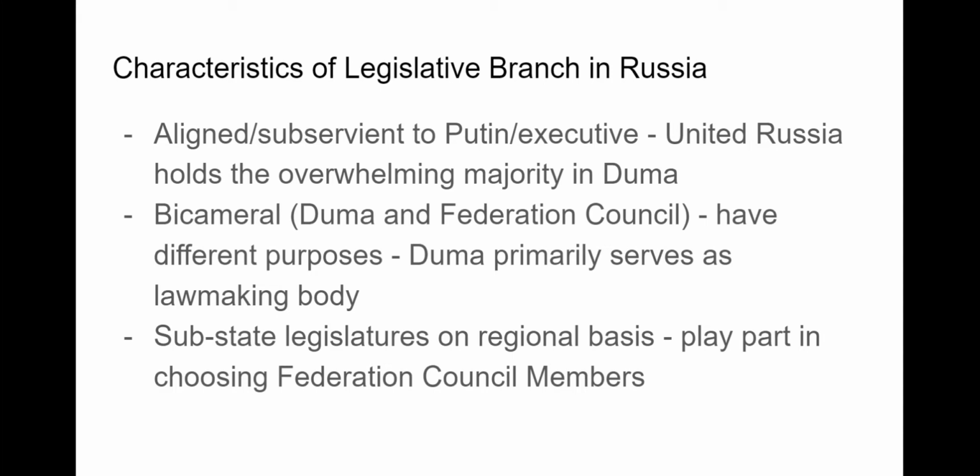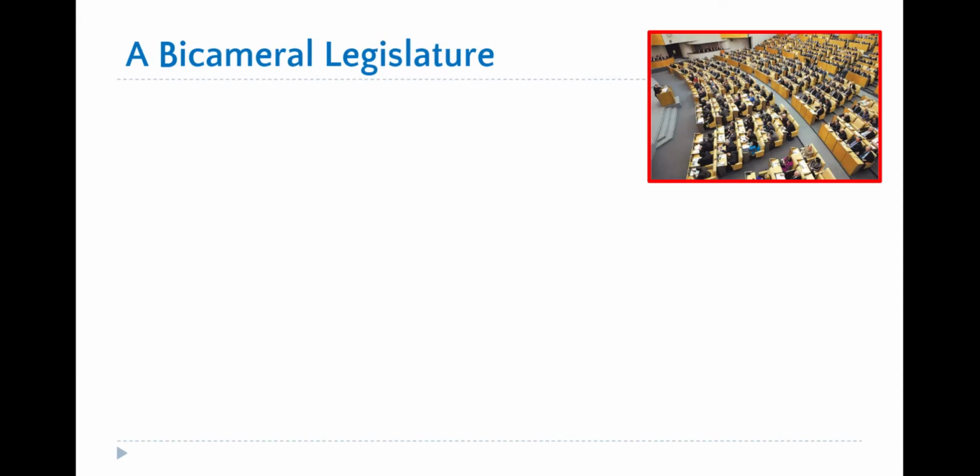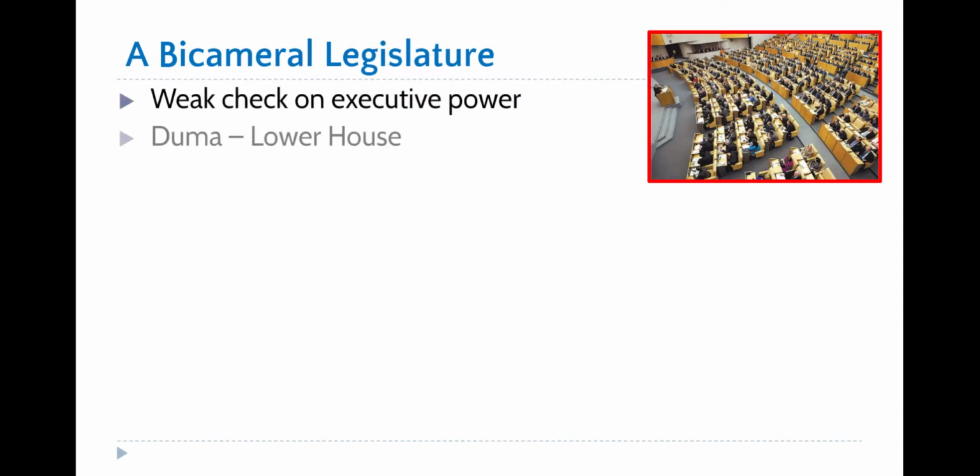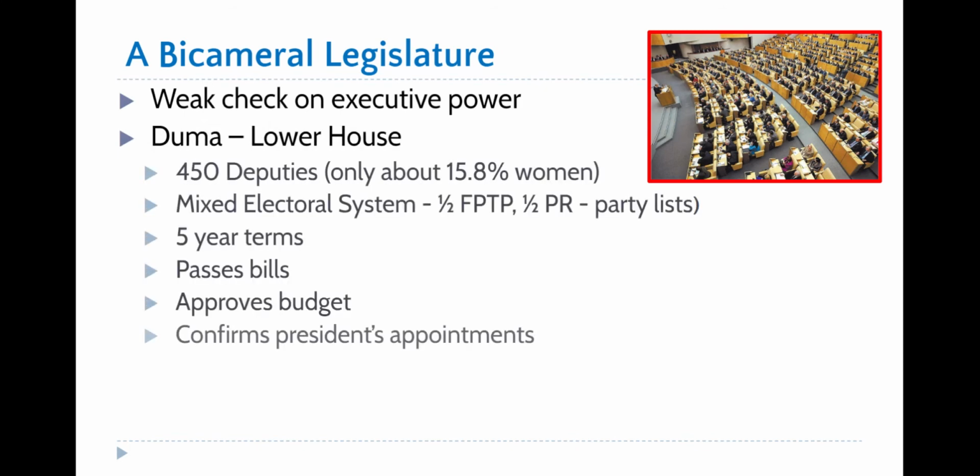And Russia also has sub-state legislatures on a regional basis. So you can think of all the different variations of sub-state units that exist within Russia under sort of the asymmetrical federalist system. And most of those have some sort of legislature that play parts in local governance, but also play a part in choosing the Federation Council members. So the first one we are going to look at is the Duma.